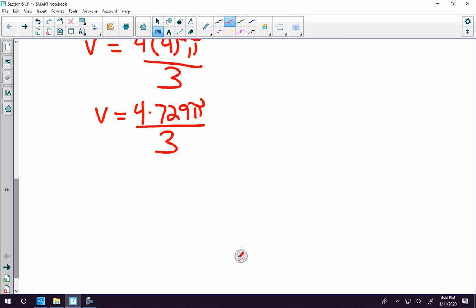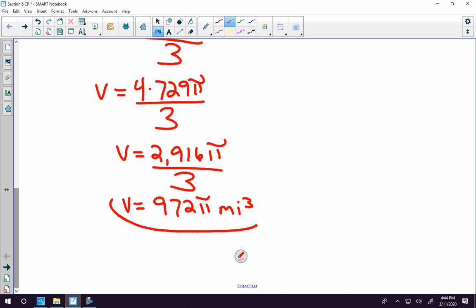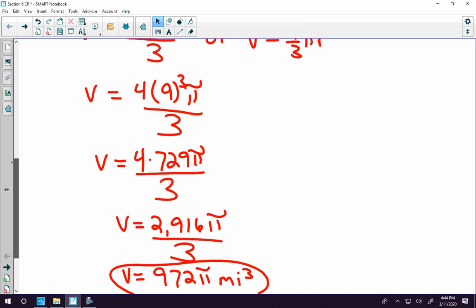So we have the volume equals 2,916 pi divided by 3. If we can reduce that, 2,916 divided by 3 is 972. So it's going to be 972 pi cubic miles. The volume is going to be 972 pi cubic miles.